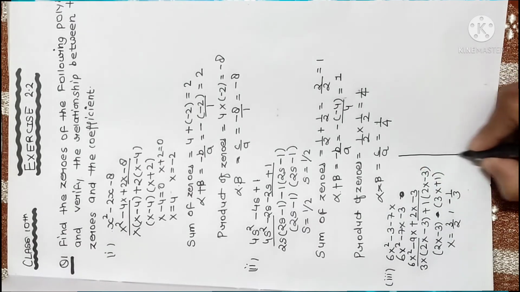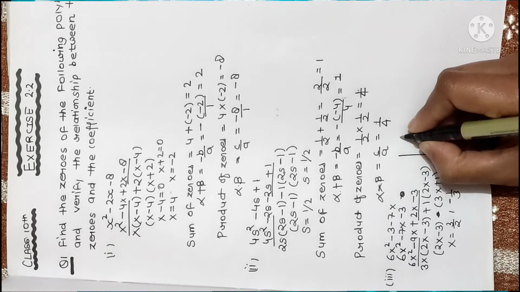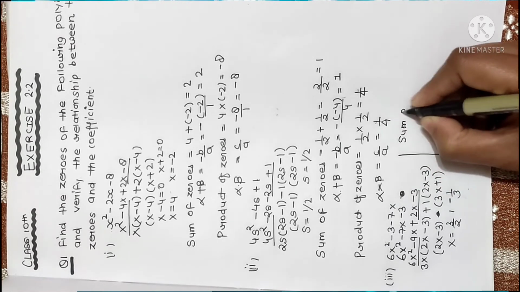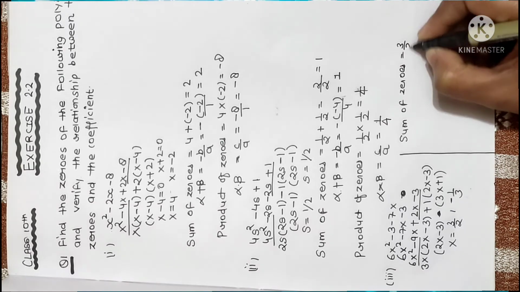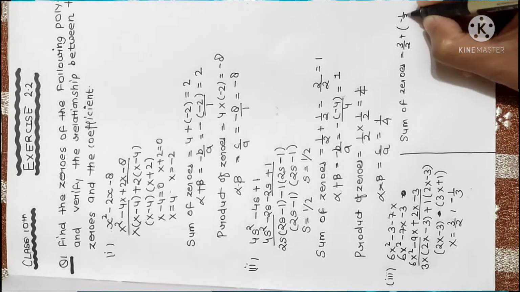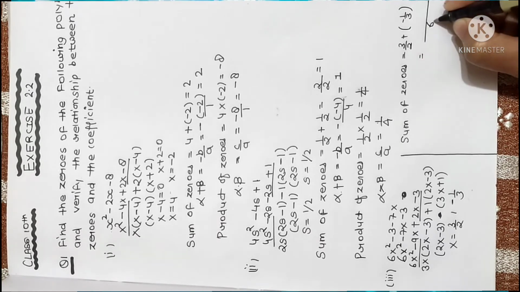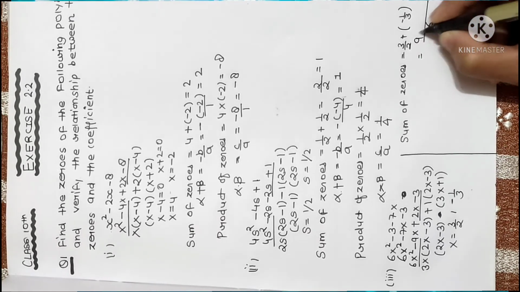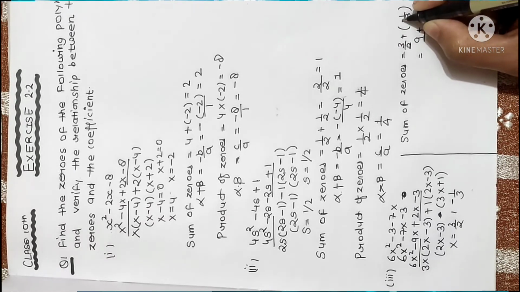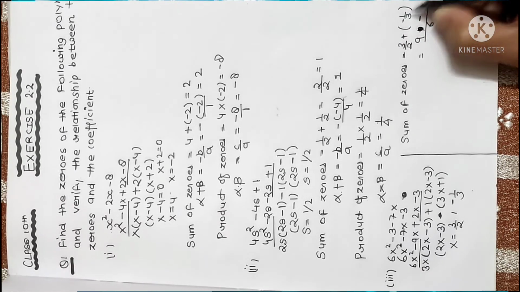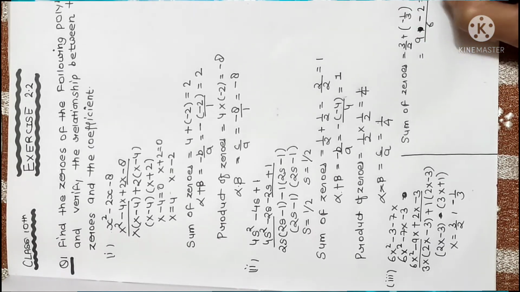Now next we have to verify the relationship. First we have the sum of zeros. Sum of zeros means 3 by 2 plus minus 1 by 3. We will take the LCM of these two. 2 and 3 LCM is 6. So it will be 9, because 2 times 3 is 6, so 3 3s are 9, plus minus, so I am taking a minus sign. Now 3 2s are 6, so 2 1s are 2. So 9 minus 2 is 7 upon 6.